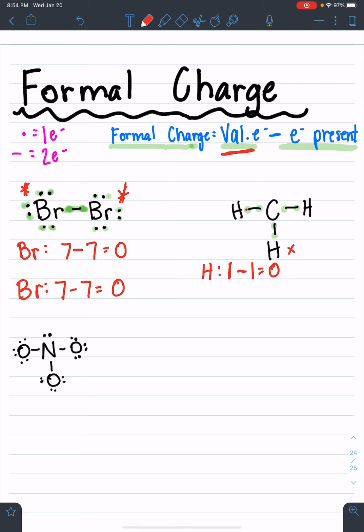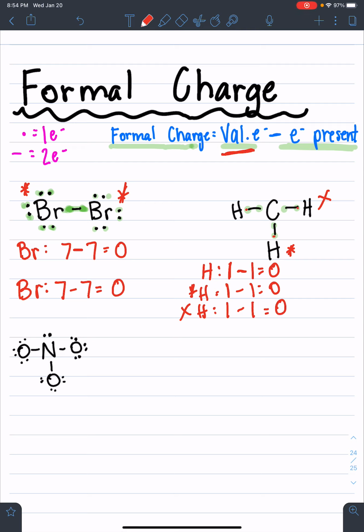If we do the H down here, it normally has 1 valence electron. It just has 1 electron by it, so it also is going to have a charge of 0. Finally, this H over here, it normally has 1 valence electron. It has 1 electron around it, so it's going to have a charge of 0.